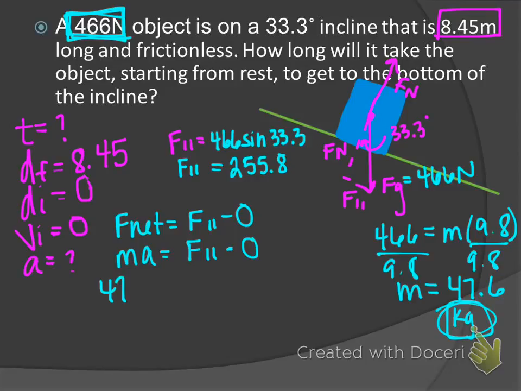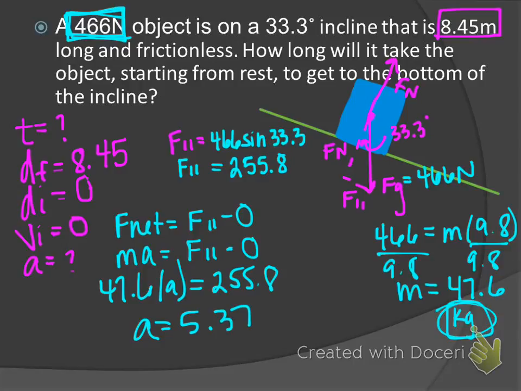All right, so we're going to take 47.6 times a equals 255.8, and we get our acceleration equal to about 5.37. Oh, 5.38. Either way you round, that's fine. Okay, so now we've got our acceleration. What kinematics equation can we use? I would agree, the second one, df equals di plus vi t plus 1/2 a t squared. Do we have to use the quadratic? Not when vi is 0. So we got lucky there.